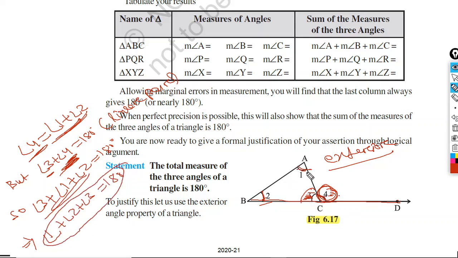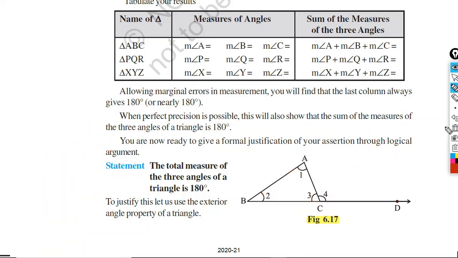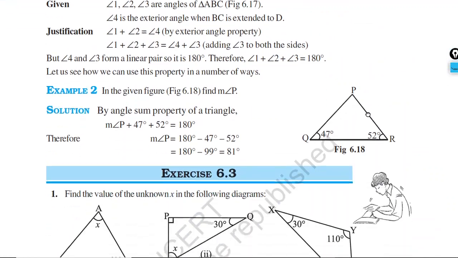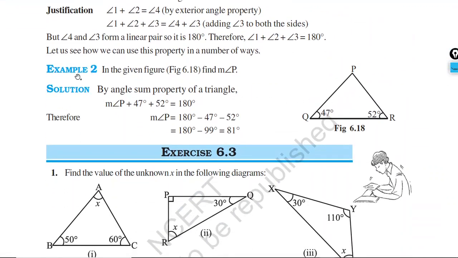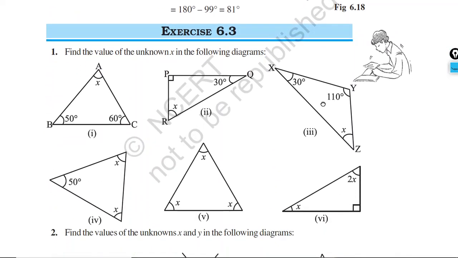So we got it here: angle 1, angle 2 plus angle 3, the sum of all these three interior angles is equal to 180 degrees. So we confirmed this through this activity or experiment. So now we are confirmed that the measure of the sum of the three angles of a triangle is 180 degrees. Now we are going to try the exercise. First you try these examples. Two examples are there. Please try them. Now we'll move to exercise 6.3.